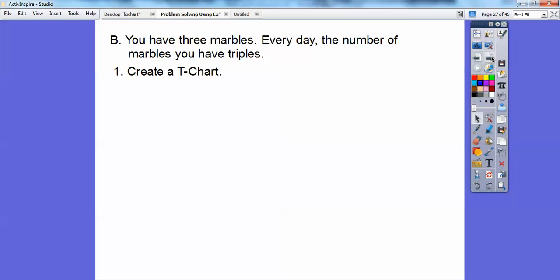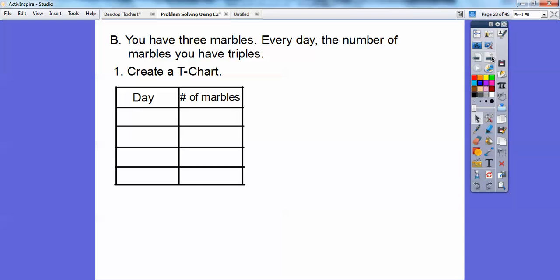Okay, so I'm going to create a T-chart. So here's the number of days and the number of marbles right here. So I'm going to go day 1, day 2, day 3, day 4. So it says you have 3 marbles. So that's going to be on my first day, 3 right there.